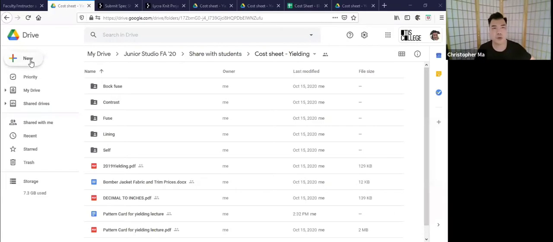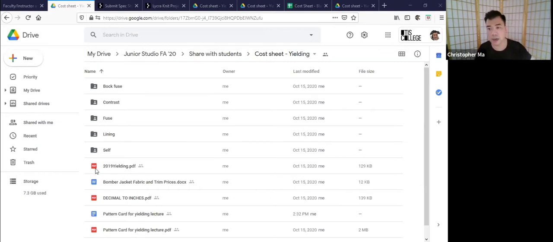Here we go. So what you're gonna see is, under cost sheet, you're gonna have one tab that says costing. Let me see if I can find that. No, I already changed all that. So it's cost sheet yielding. Okay, if you click on that, you're gonna see this menu. A lot of stuff on it.